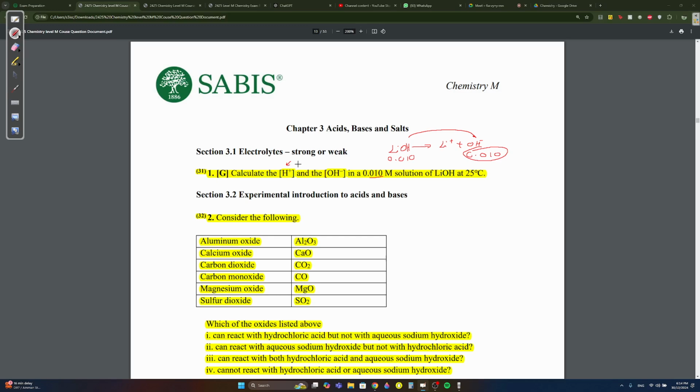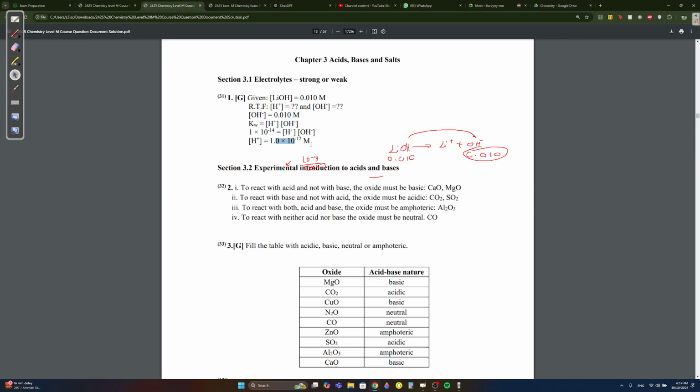How would you find H plus? You do 10 to the power of minus 14 over concentration of OH minus. Okay. Yes, over here.